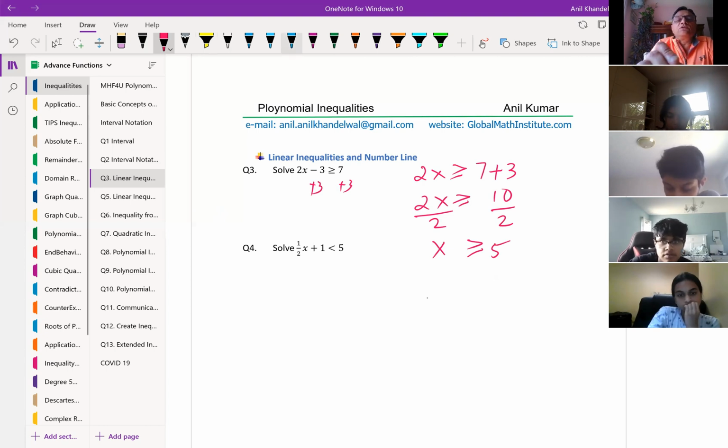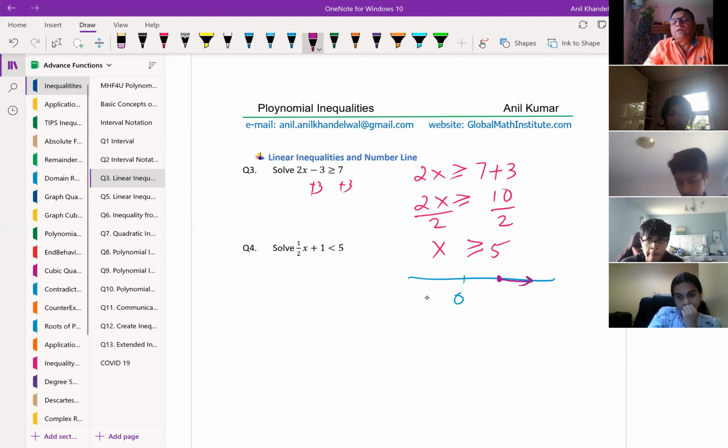Yes. If you want to write this solution on a number line, you will write like this. Let's say this is 0. The solution is greater than or equal to 5. The filled in circle, that becomes the solution. Clear?